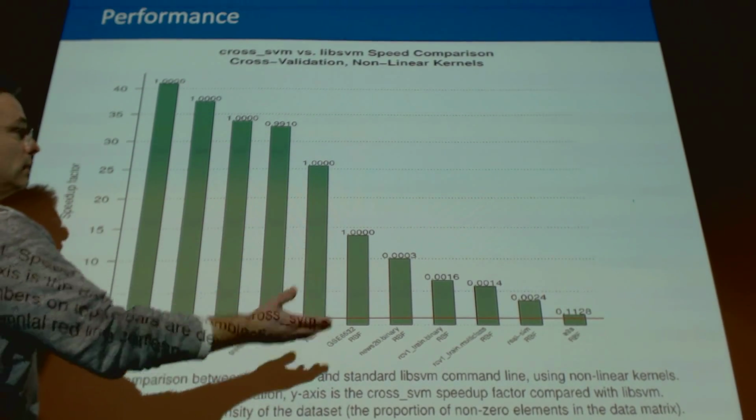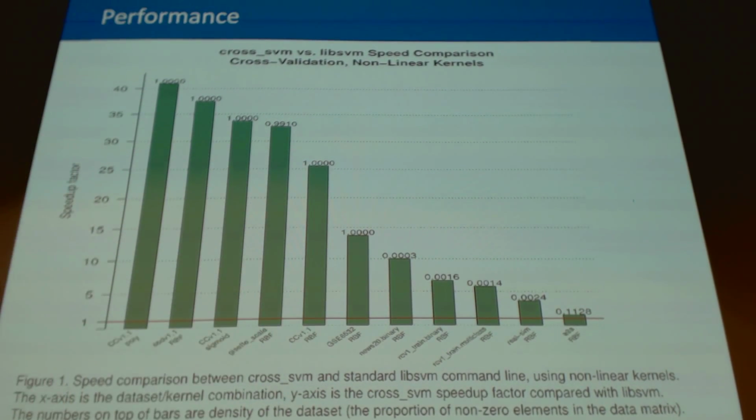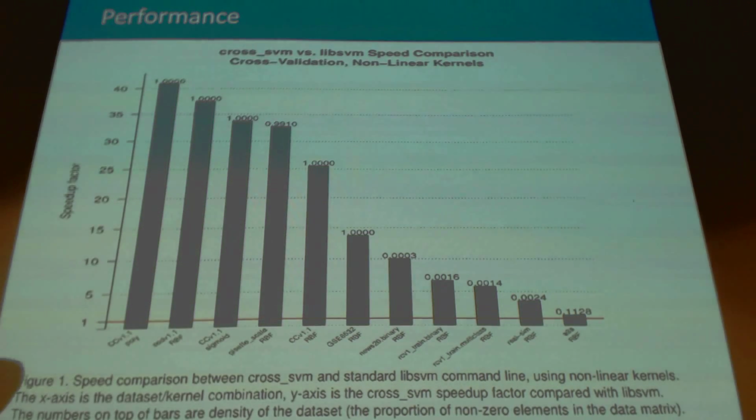But on average, on full data sets, you get 20 to 30 times speed improvement, which is a really, really big deal, especially in a case when you have this cross-validation. Normally, you need to do thousands of cross-validations to pull the best out of your data. You save a lot of time.